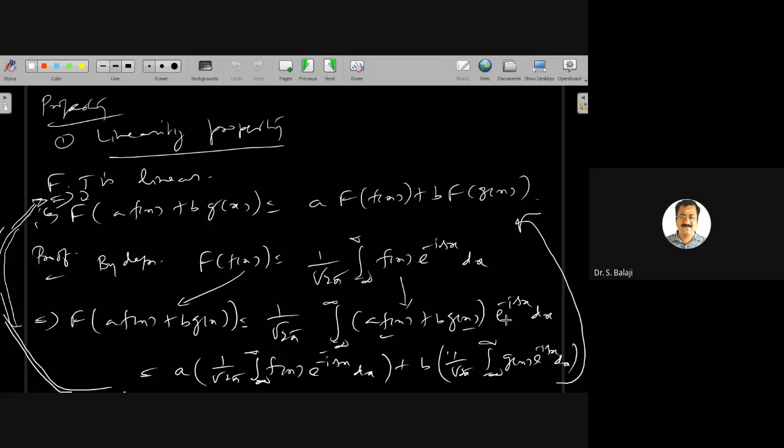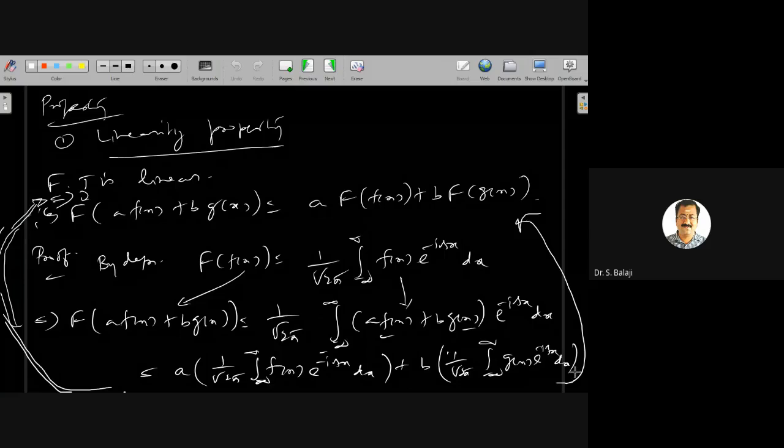The kernel is e power minus isx dx. Take a outside: 1 by root of 2 pi, integral from minus infinity of f of x e power minus isx, plus b. We take b outside of the integration because it is constant. We split the integral: the addition here, plus b, and we take the constant outside of the integral, and 1 by root of 2 pi integral from minus infinity of g of x e power minus isx dx.